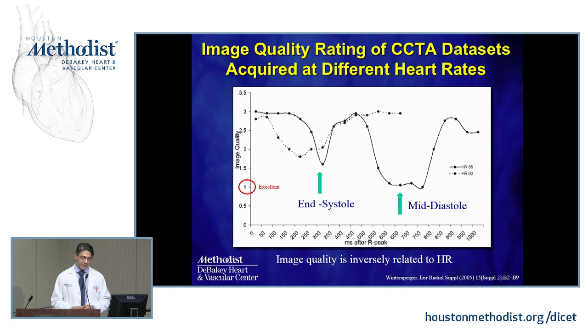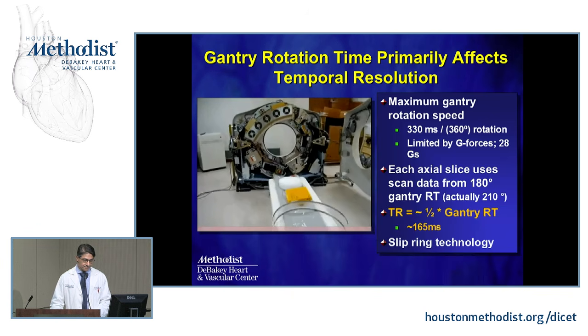This graph shows that people have studied this very systematically. At different heart rates, image quality is much better when your heart rate is slow. It's much better in end diastole, and it's much better in end systole if you have sufficient temporal resolution to nail that portion of the cardiac cycle when the heart is also still.